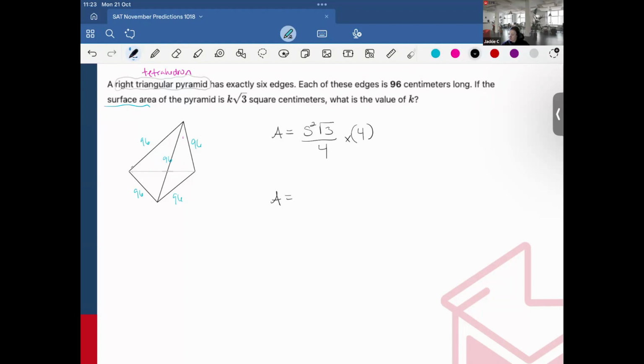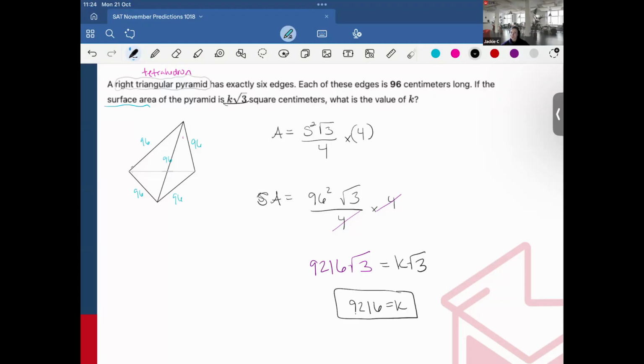So surface area, SA, equals 96 squared root 3 divided by 4 times 4, just to show the 4s would actually cancel. And I'd be left with 96 times 96, which is 9,216 root 3. And remember, it tells me that this is equal to k root 3. So therefore, 9216 is equal to k, and that's my answer. Wasn't that amazing?